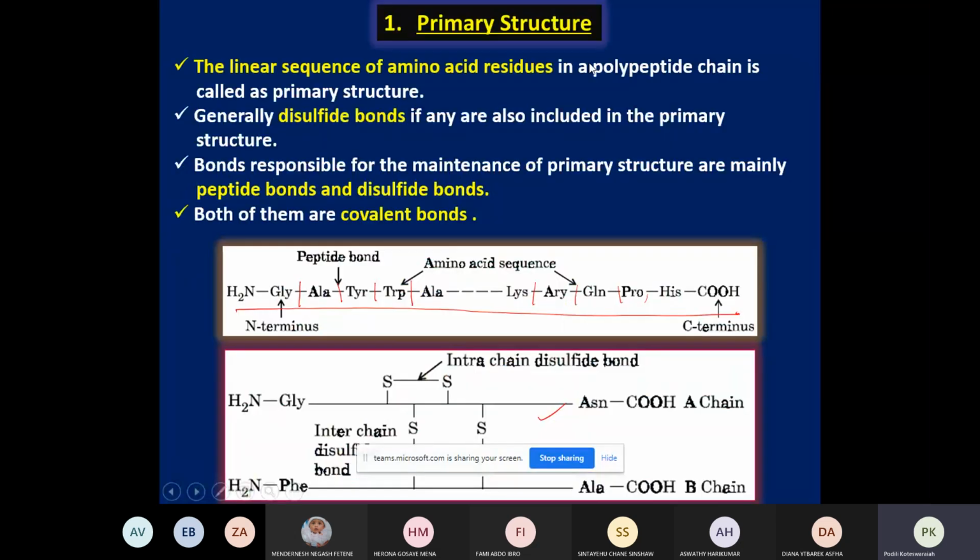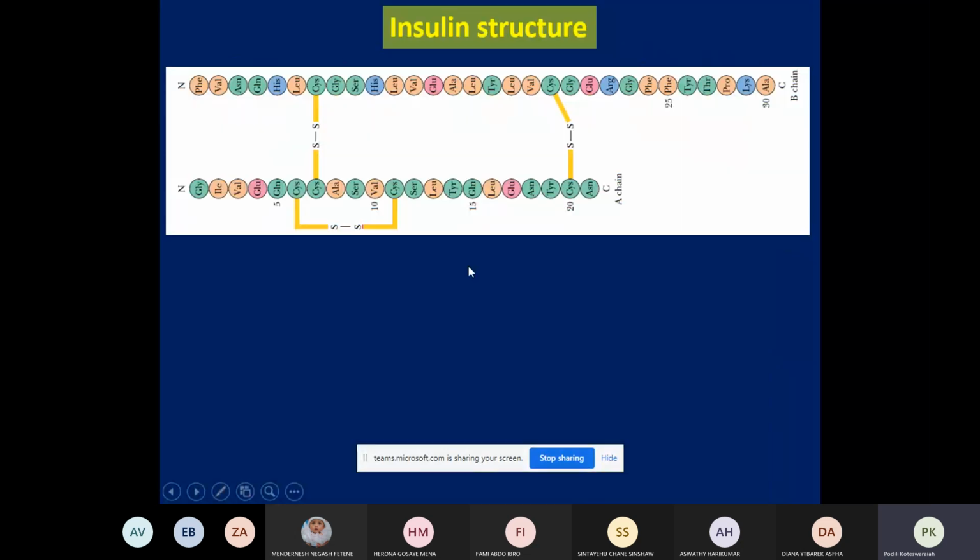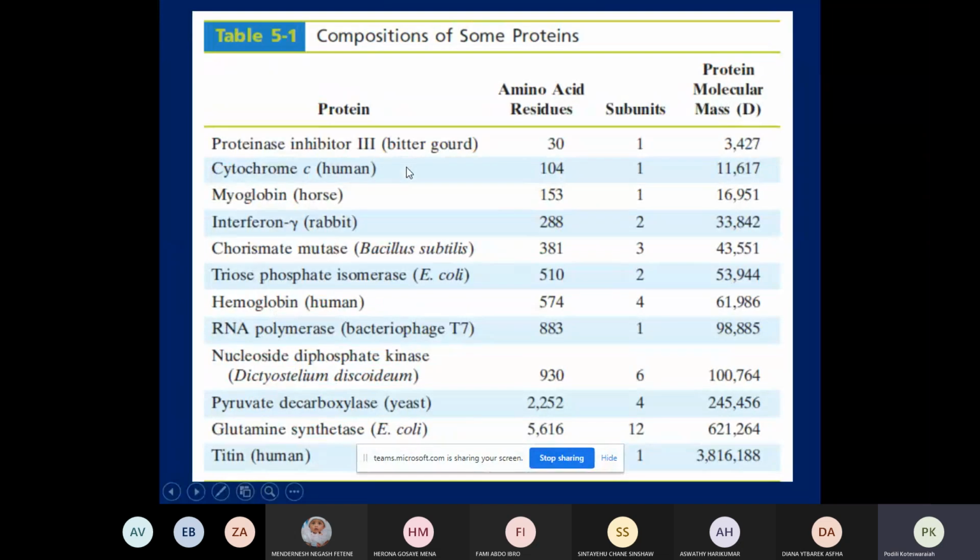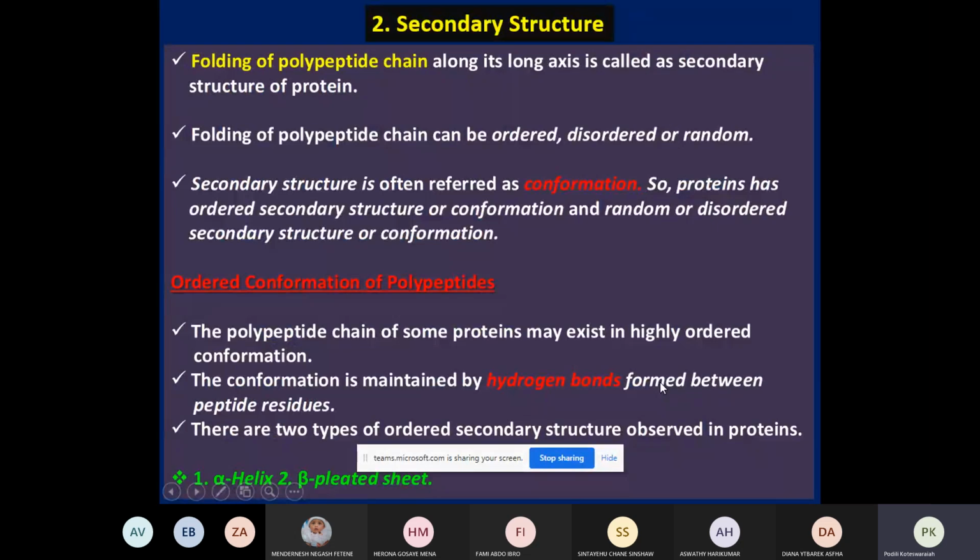So that means the primary structure is nothing but the sequence of amino acid residues present in a polypeptide chain, and it is mainly stabilized by the peptide bond. In case of insulin, disulfide bonds also play an important role in the stabilization. And of course, different proteins have different numbers of amino acids. You can see it is given here, and also the number of subunits and molecular weight. And this is about the primary structure.